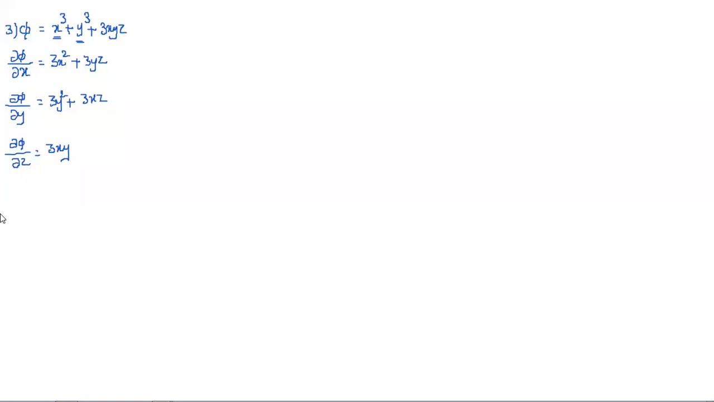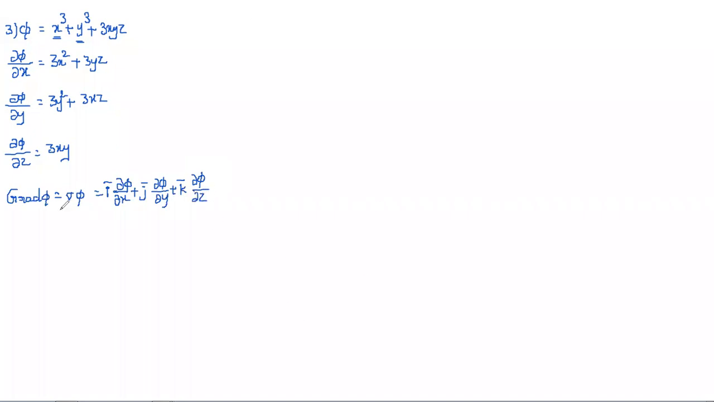Now we can find grad phi. Grad phi is nothing but del phi, right? And del phi is what we wrote here: i dou phi by dou x plus j dou phi by dou y plus k dou phi by dou z.